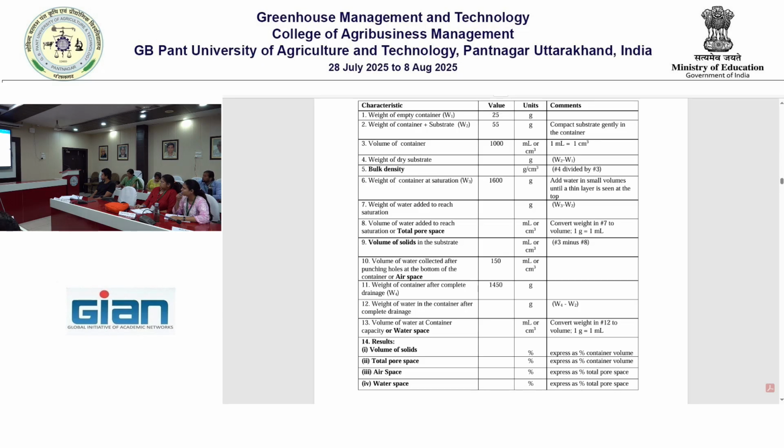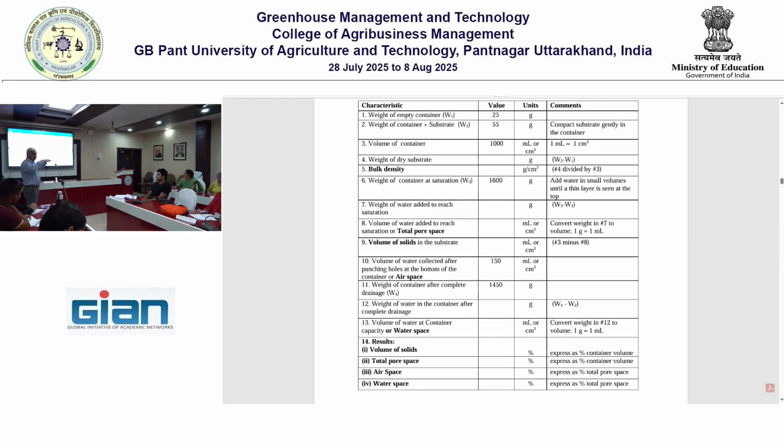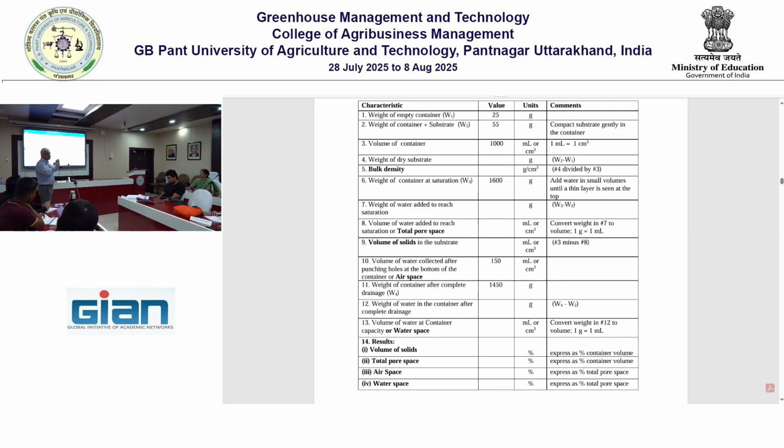Volume of solids in the substrate. Number 3 minus number 8, right? So volume of container is number 3. So again, what is in that container? It has got solids, it has got pores inside. Then you fill the soil all the way to the top, right? So once you know the pore space and once you know the total volume, you subtract pore space from the total volume, what is left over is solids. Is that the question you asked me?